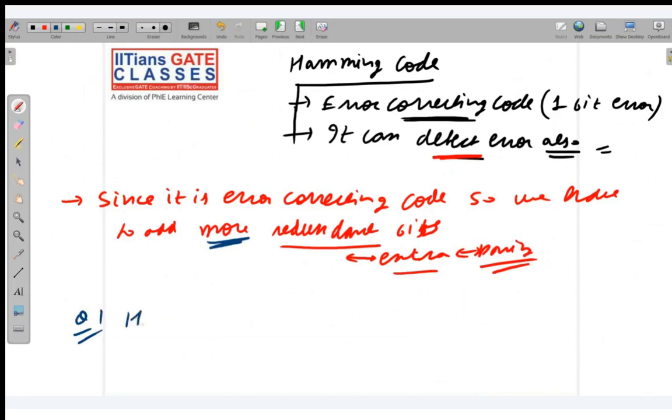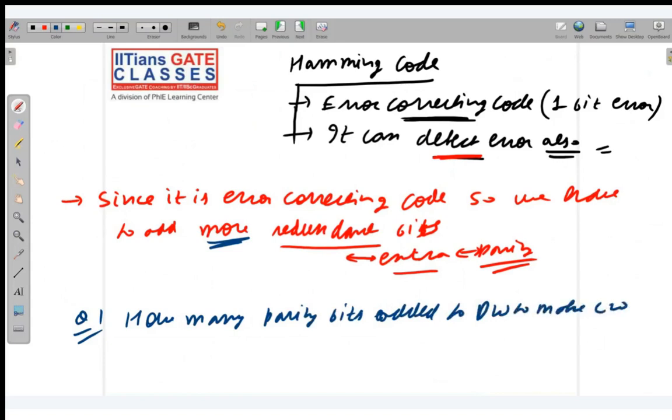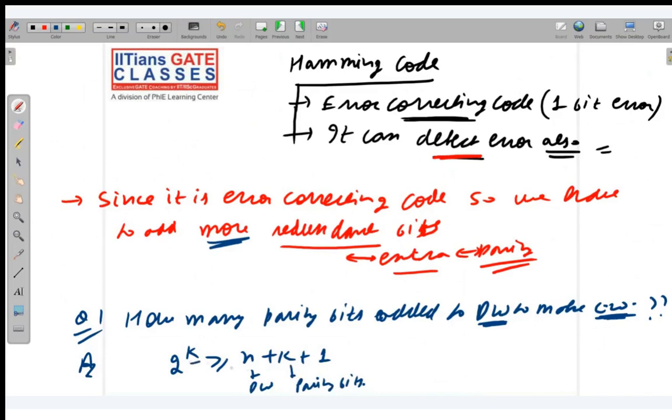So question number one is, how many parity bits are added to DW to make CW? DW is data word, CW is code word. So how many parity bits should be added to the data word to make the code word? For that we have the equation 2 power k is greater than or equal to n plus k plus 1, where n is the number of bits in the data word and k is the number of parity bits. That is given by the relation 2 power k greater than or equal to n plus k plus 1.